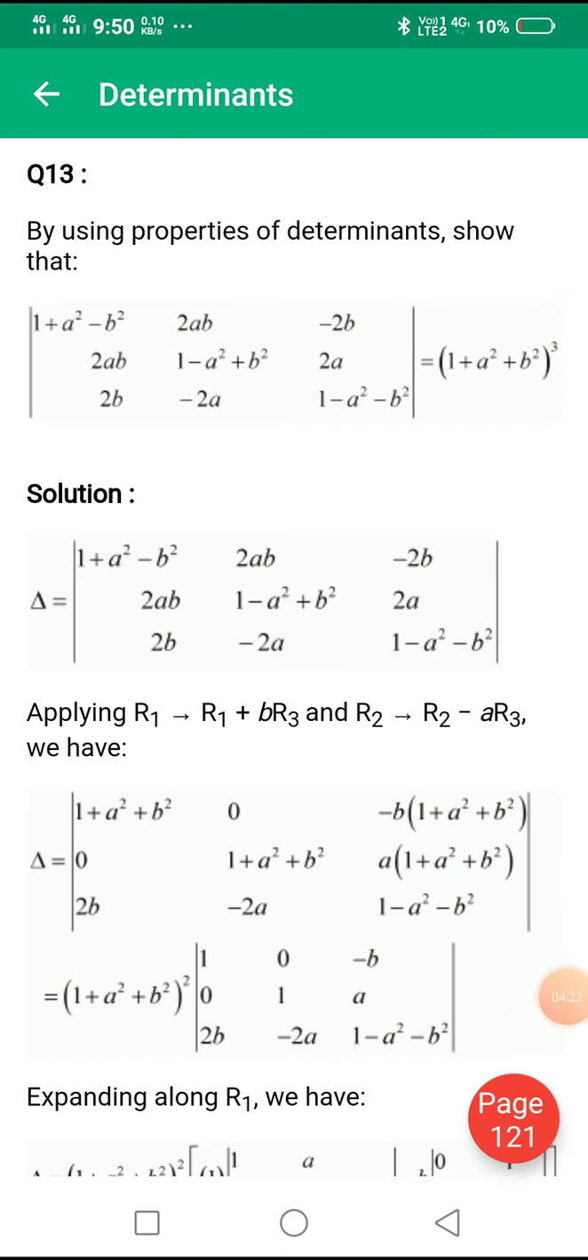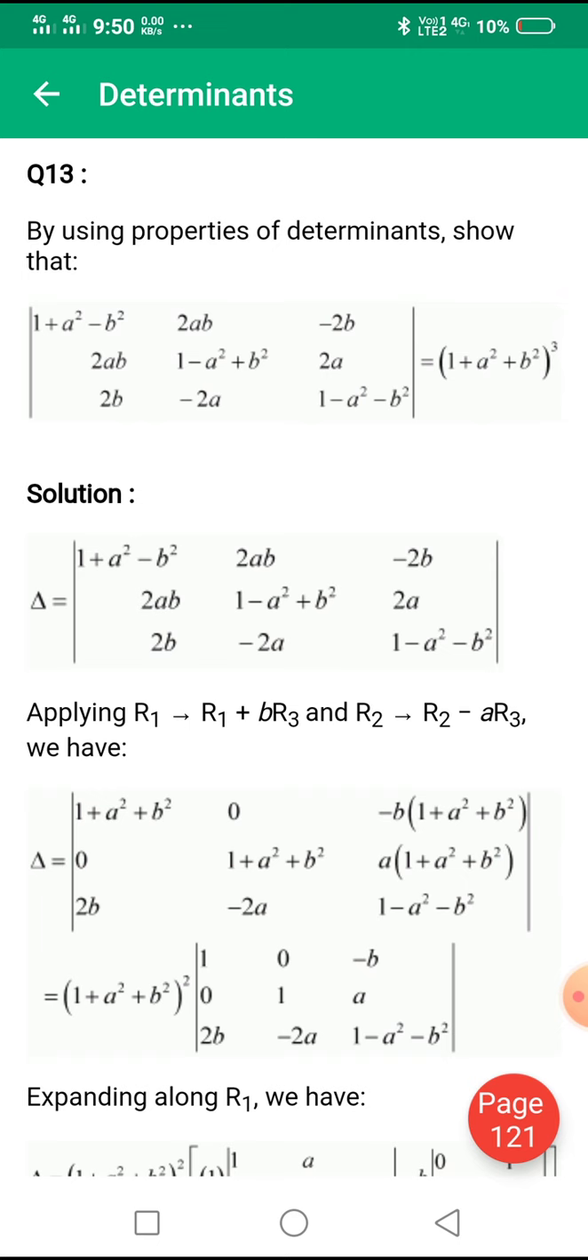Let's understand the 13th question, where we are asked to prove this. We will start with the left hand side. If you observe the right hand side carefully, then you want 1 plus a square plus b square. Is it possible to obtain 1 plus a square plus b square from the given determinant?